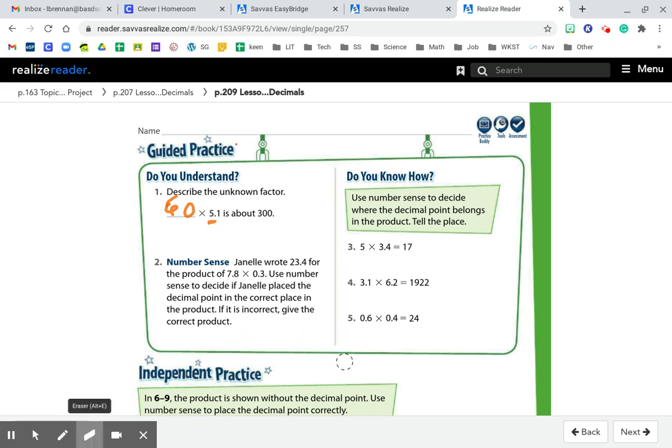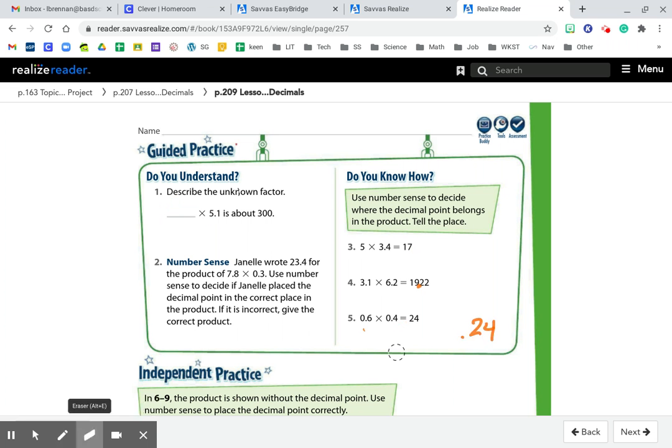Use number sense to decide where the decimal will go. 5 times 3 is 15, so you can assume the decimal will go after the 7. 3 times 6 is 18, so you can assume the decimal will go after the 19. 0.6 times 0.4, you could probably do that one in your head, and you're going to know it's going to be 6 times 4 is 24, 2 digits in decimal place value in the problem, 2 in the answer.